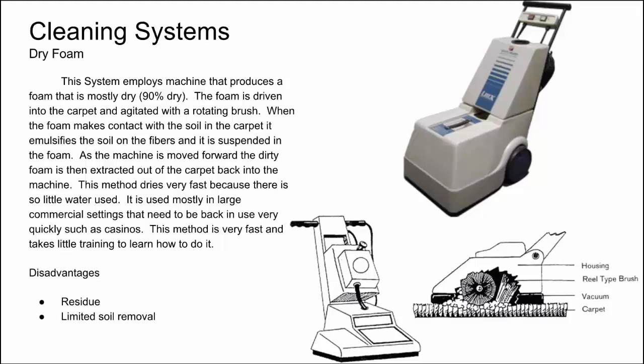The foam then is driven into the carpet and agitated with a rotating brush. When the foam makes contact with the soil in the carpet, it's going to emulsify the soils and the oil on the fibers, and it's going to be suspended in the foam. The machines move forward. The dirty foam is then extracted out of the carpet and back into the machine. A defoamer is used to turn that foam back into a liquid so it's not clogging the vacuum.